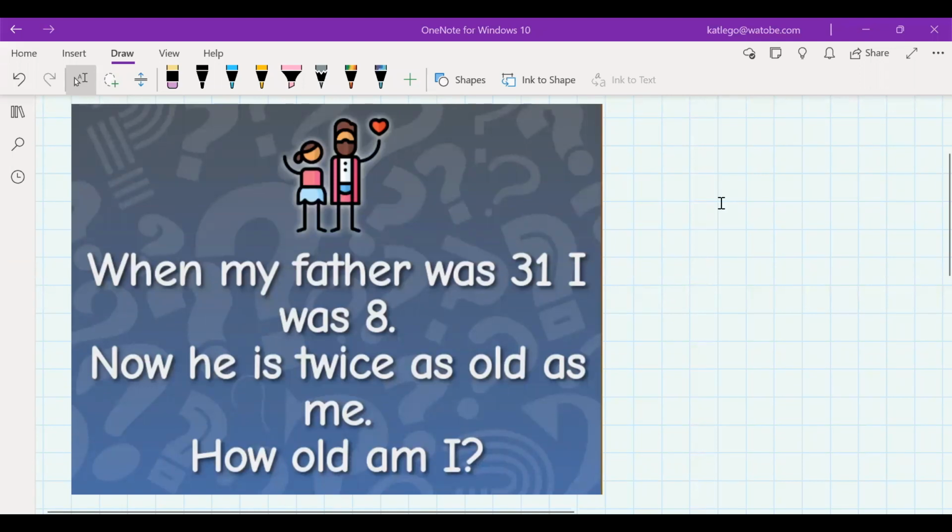I said 2x equals 31 minus 8, and then 2x equals 23. You said 2x equals 31 minus 8. That's what you said.